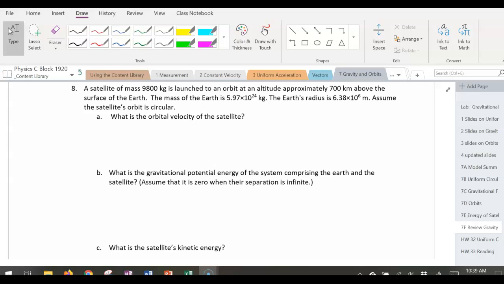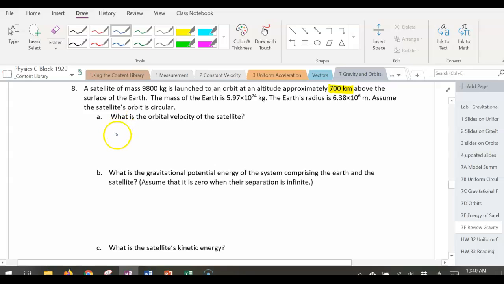The webcast continues in Worksheet 7F and looks at problem 8. This problem is talking about a satellite in orbit above the Earth. We're told to assume that the satellite's orbit is circular, and they're giving us the altitude as 700 kilometers above the surface of the Earth. The first question is, what's the orbital velocity?